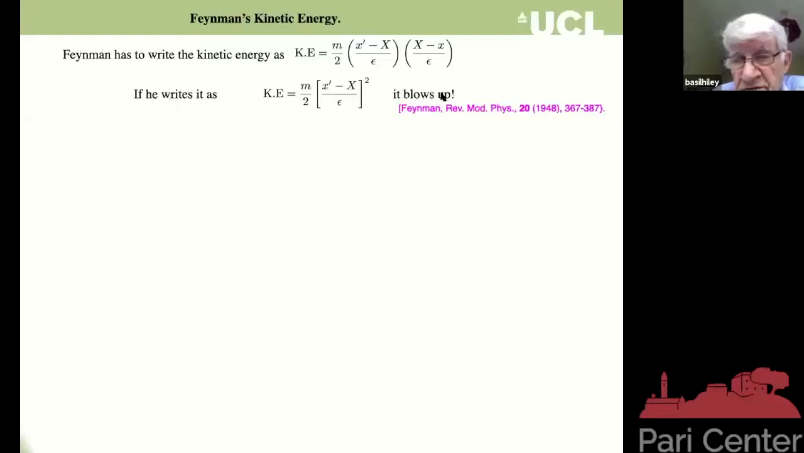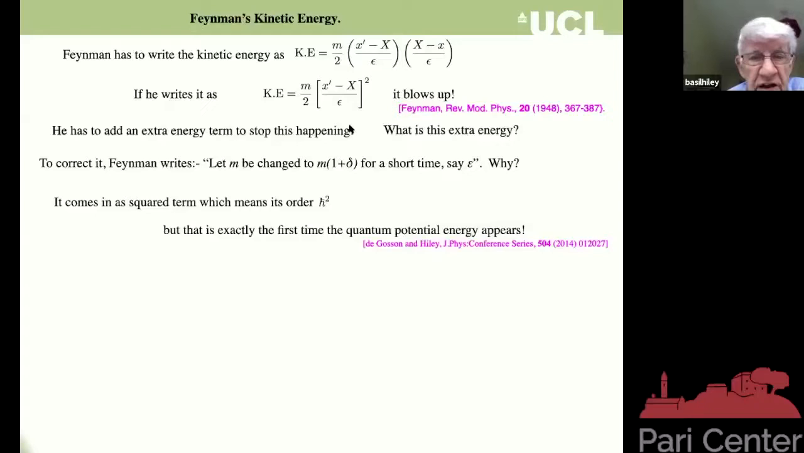But was Richard Feynman worried? Not at all. What he said is, how can I get rid of this energy? And then he said, let me change the rest mass of the particle to the rest mass 1 plus delta, where delta is a small change, for a short time, say epsilon, that's my epsilon. So the immediate thing is why? And he doesn't tell us. He just says, do it. And nobody seems to say why. But we now have a story about mass renormalization, blah, blah, blah.